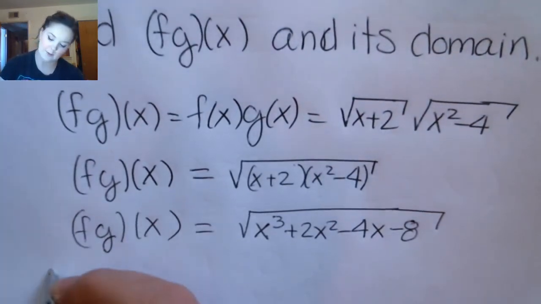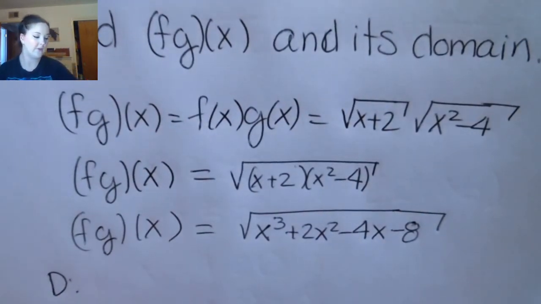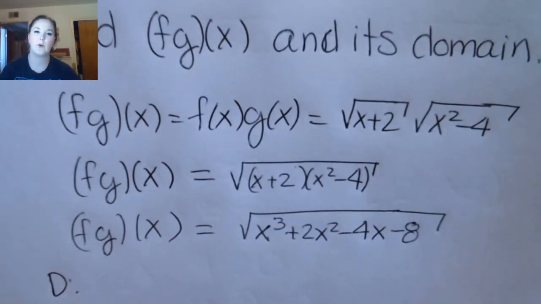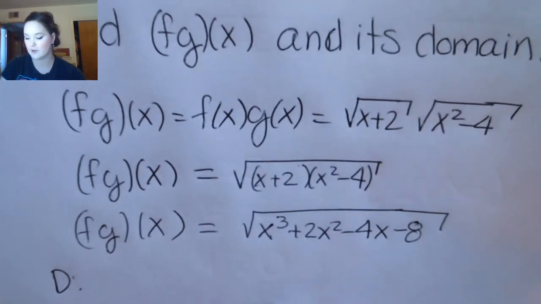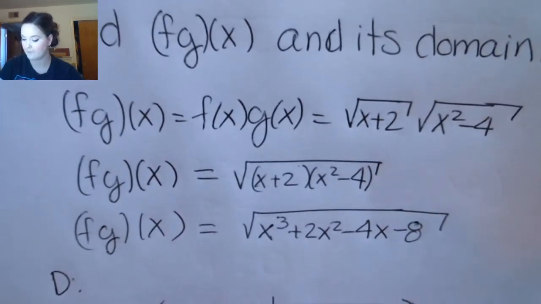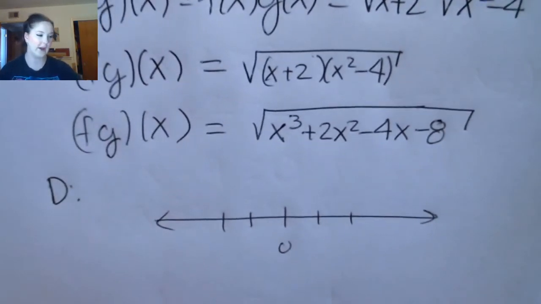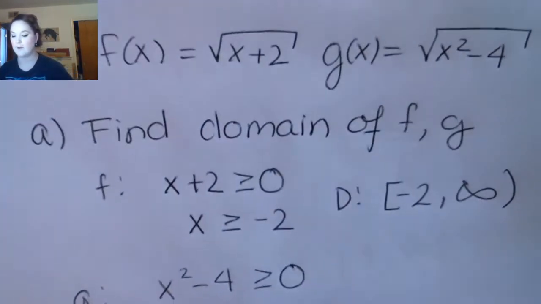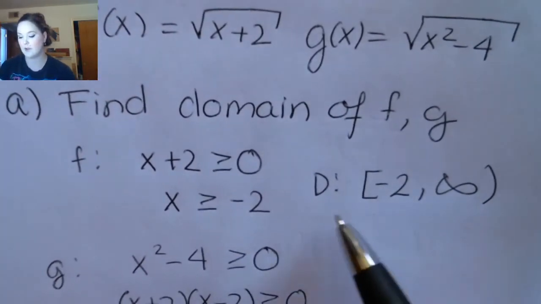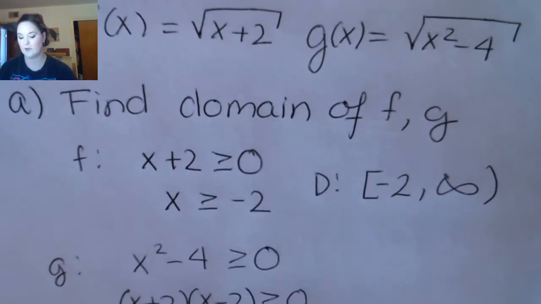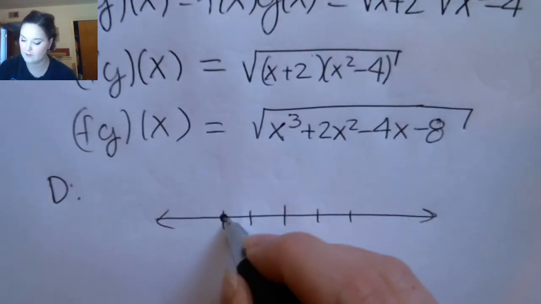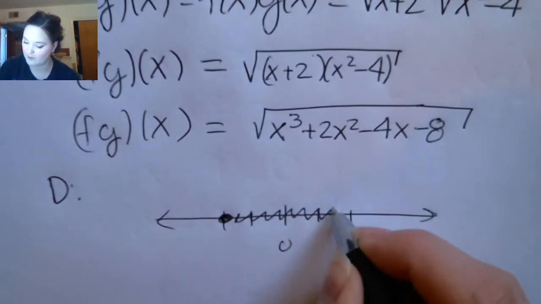Now let's think about the domain. We want only things that are both in the domain of f and in the domain of g. So what we're going to do is look at the number line, and we're going to graph the domain of f and the domain of g. So for f, remember from part A that the domain was everything greater than or equal to -2. So I'm going to start at -2, and I'm going to go greater than that.